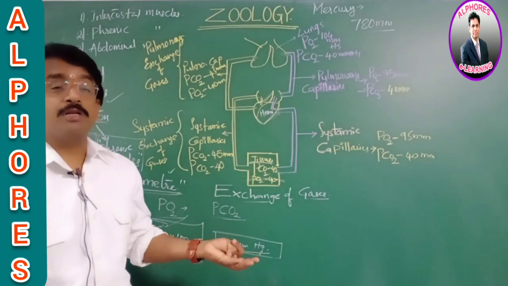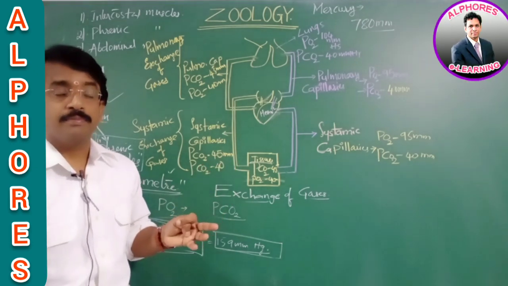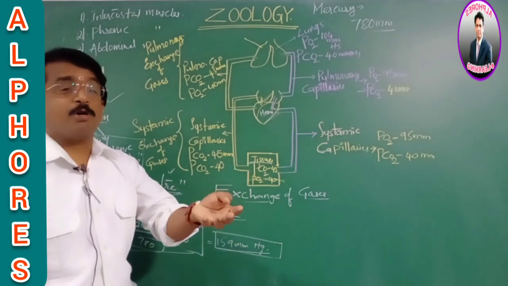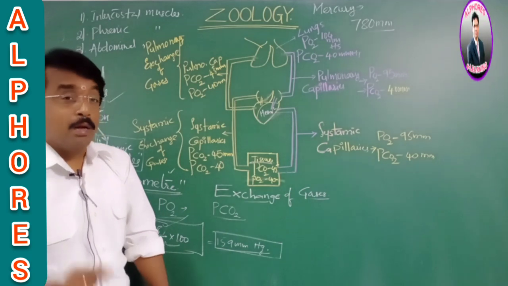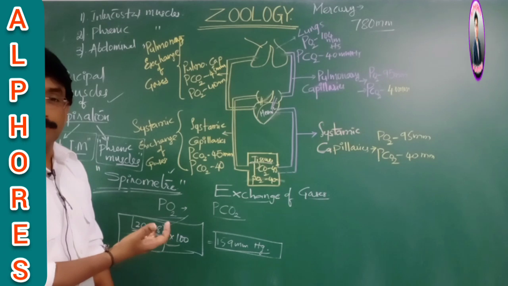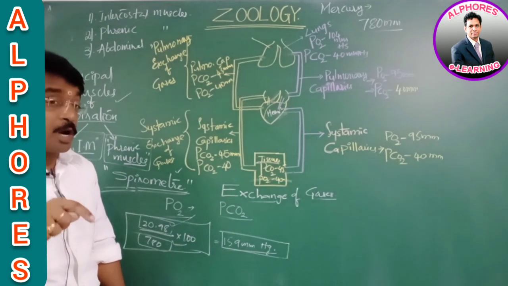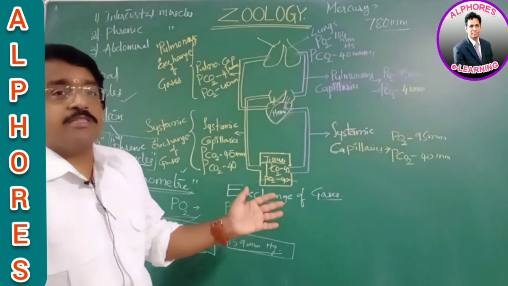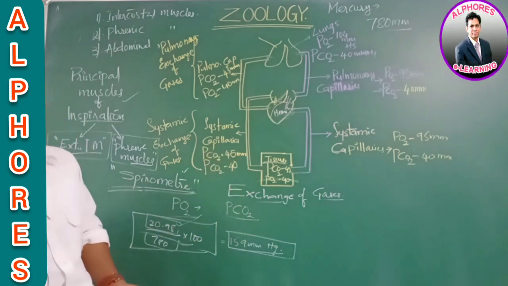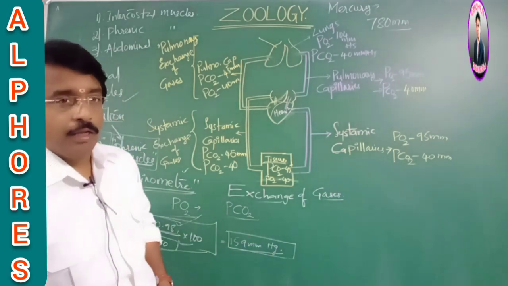Then diffusion through the respiratory membrane. Then at the tissues, the partial pressure of oxygen is low. Lower partial pressure indicates higher demand, so it is supplied. Lower partial pressure, lower solubility. This dissociates the oxygen from the blood. So this is how it supplies. This is the exchange of gases that we have seen.